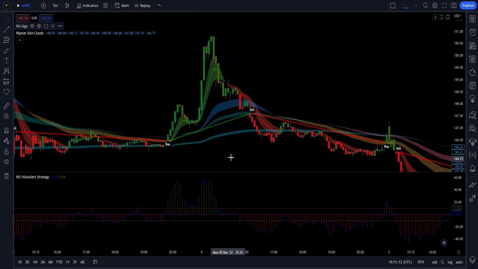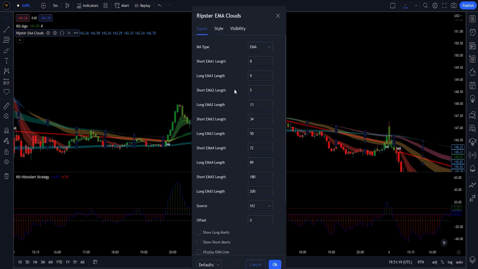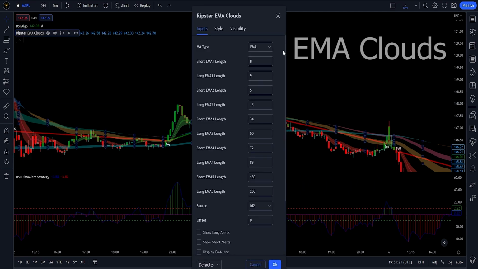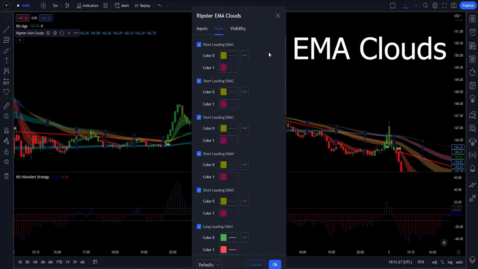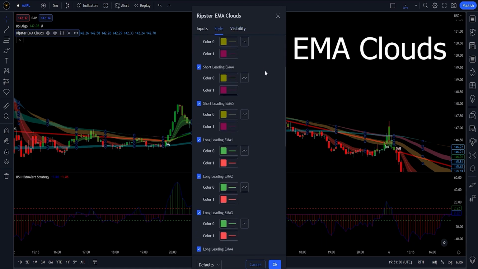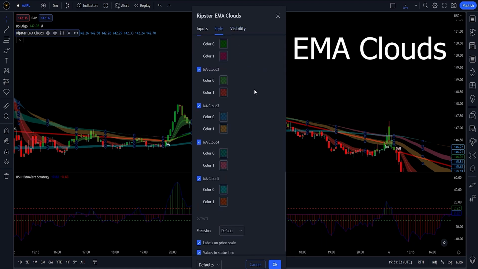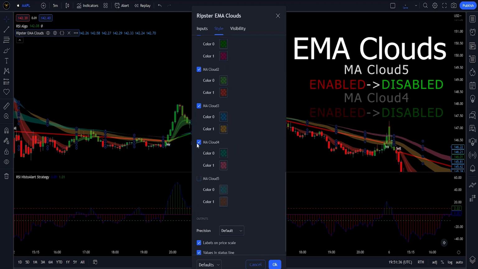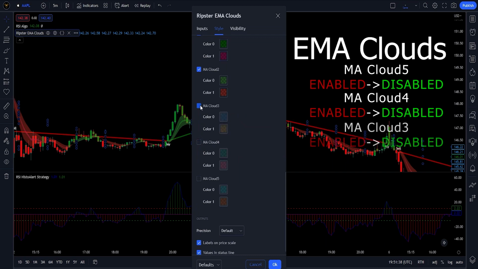Next, we will change our indicator which creates these colorful trend lines. So let's for example double-click this blue trend line, and we will open indicator settings for EMA Clouds. Now, we don't want to change anything in our Inputs tab, but we want to disable a few things in our Style tab, so select it, and scroll all the way down. Now we disable these last 3 indicators, which are EMA Cloud 5, EMA Cloud 4, and EMA Cloud 3. This is everything we needed to change here, so just press OK.